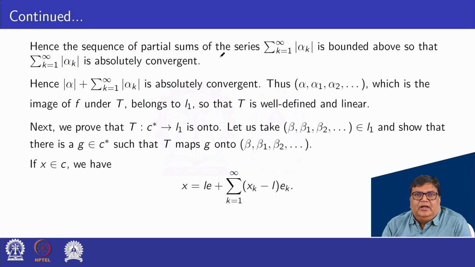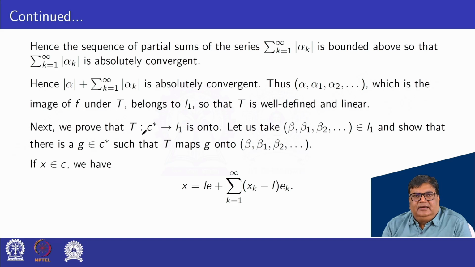Hence the sequence of partial sums of the series summation k is equal to 1 to infinity mod alpha k is bounded above, so that summation k is equal to 1 to infinity mod alpha k is absolutely convergent. We have added mod alpha, this is also convergent. So mod alpha plus summation k is equal to 1 to infinity mod alpha k is absolutely convergent. Thus, the infinite sequence alpha, alpha 1, alpha 2 and so on, which is the image of f under T, belongs to L1, so that T is well defined and linear.